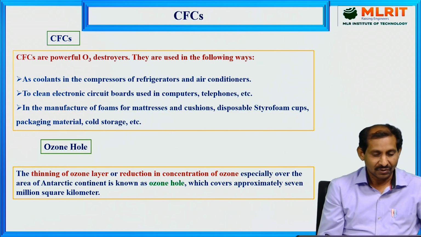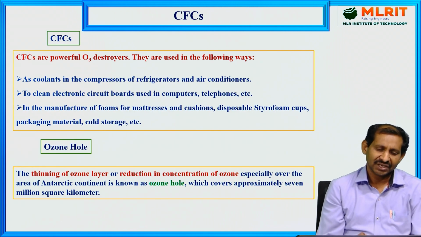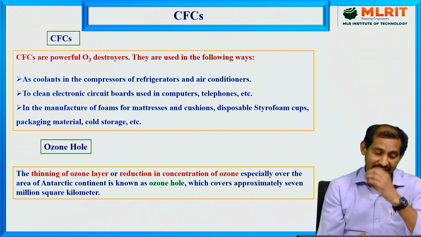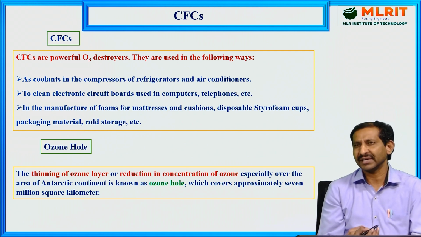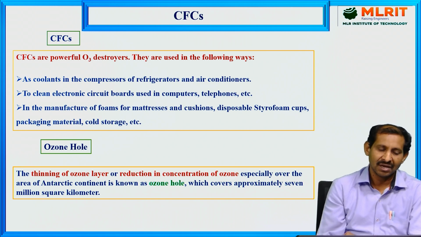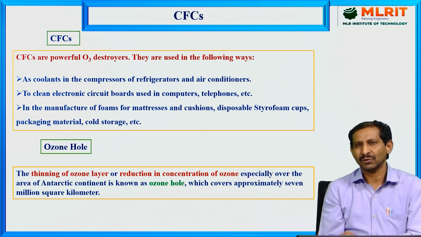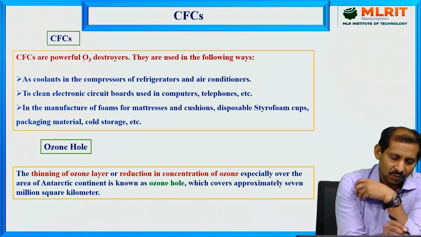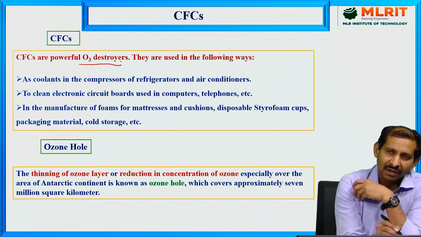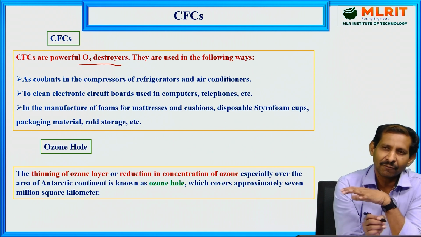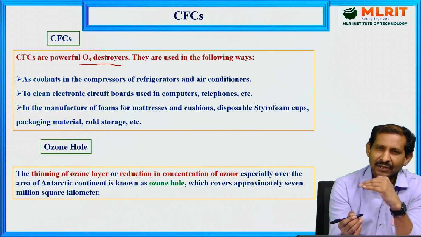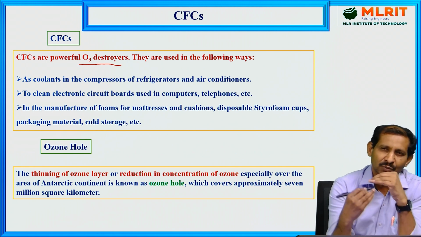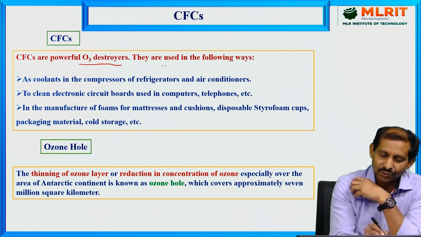Now coming to the chlorofluorocarbons. What is the role of chlorofluorocarbons in ozone layer depletion? How is the ozone layer depleted by chlorofluorocarbons? Why are we using chlorofluorocarbons, for what purpose, and what are their uses? Chlorofluorocarbons are powerful O3, or ozone layer, destroyers. They immediately destroy the ozone layer present between 15 kilometers and 50 kilometers, between the troposphere and the stratosphere. They are used in the following ways.